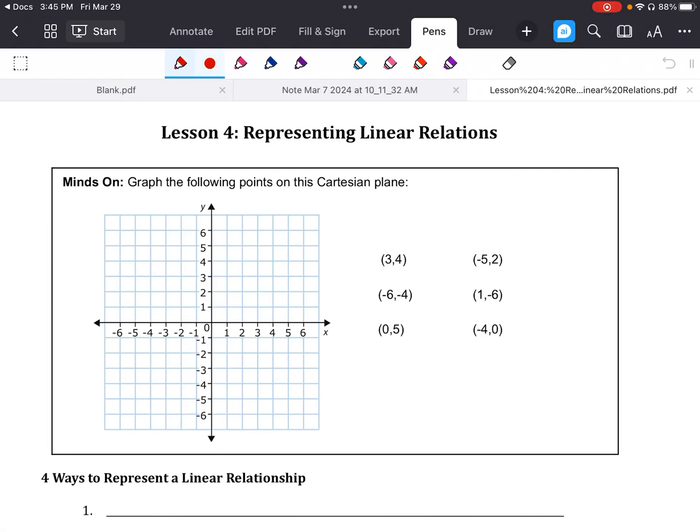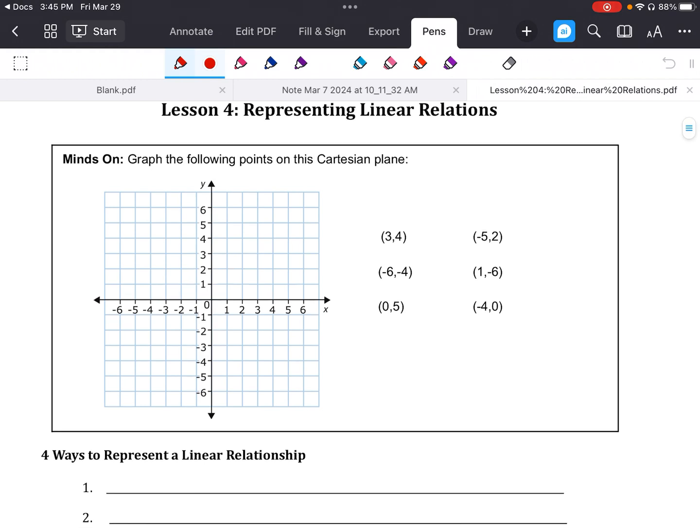Okay, lesson 4 of our algebra unit is representing linear relations. So we're getting into the important part of the course. We're done with the practice algebra and we will start with linear. You did this in grade 9, so hopefully some of this will come back to you.